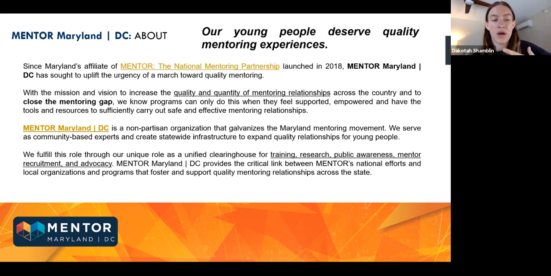We also want to build up those mentoring relationships. So with Elevating the Field, we do advocacy campaigns. We do Capitol Hill Day with programs during National Mentoring Month. And really, we just want to be the face of mentoring for Maryland, as well as DC now, because we have expanded, if you haven't heard yet. We can go to the next slide.